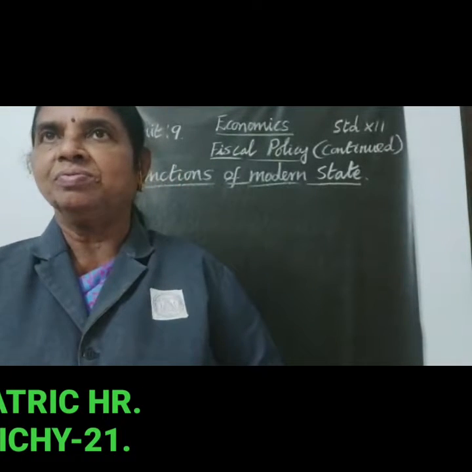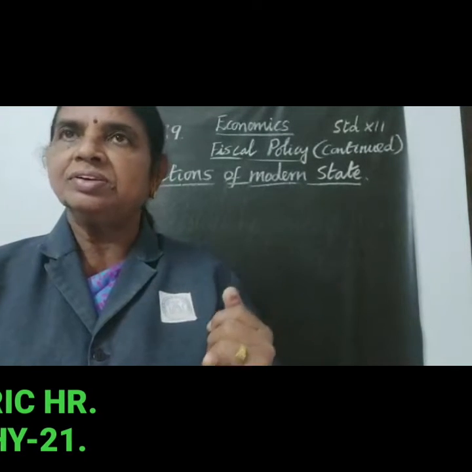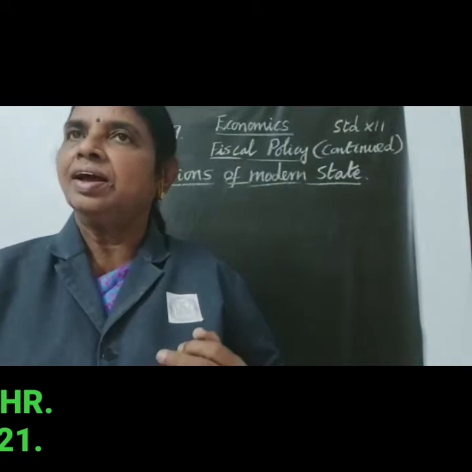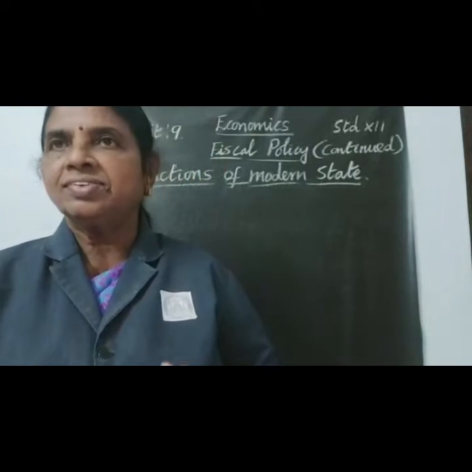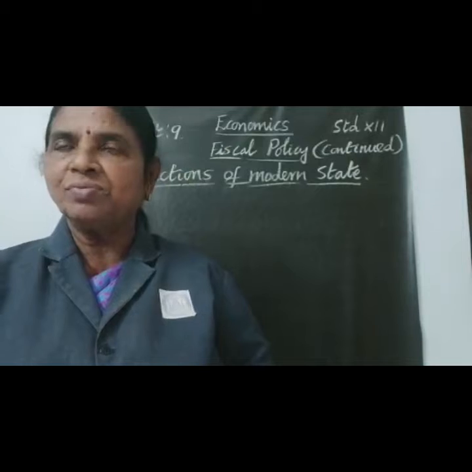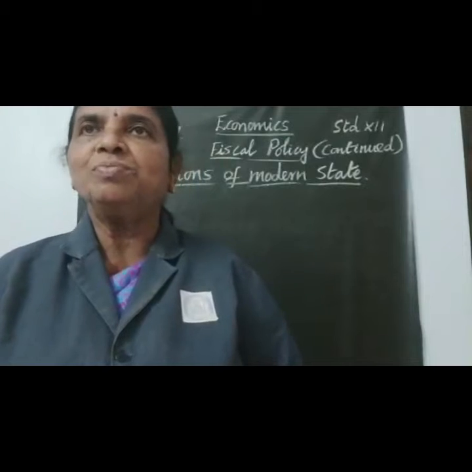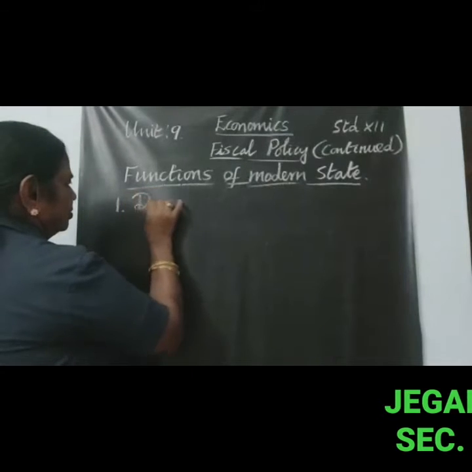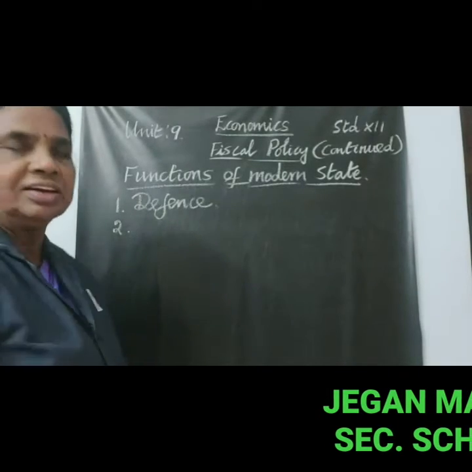development, and so on. Functions of modern states are: first, defense; second, judiciary; third, enterprises; fourth, social welfare; fifth, infrastructure; sixth, macroeconomic policy; seventh, social justice; and eighth, control of monopoly. So, functions of modern states. First, defense, and second, judiciary.